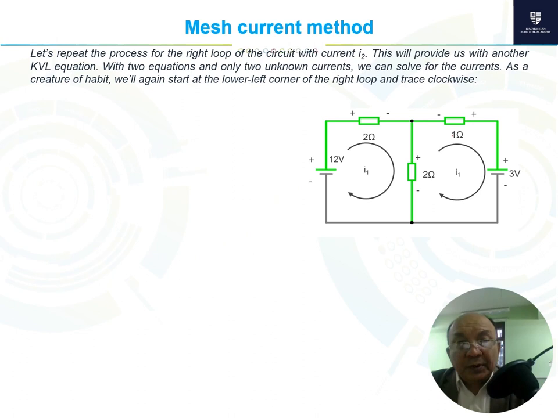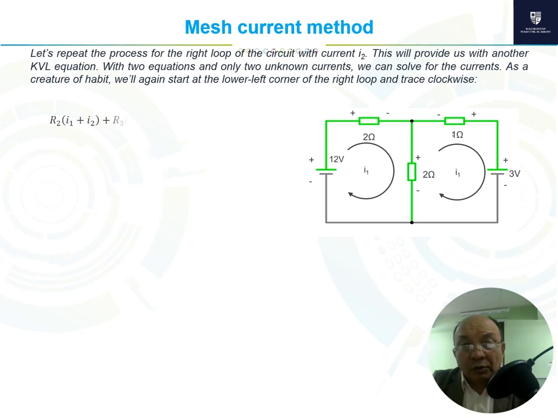Let's repeat the process for the right loop of the circuit with current I2. This will provide us with another KVL equation. With two equations and only two unknown currents, we can solve for the currents. As creatures of habit, we will again start from the lower left corner of the right loop. This is our right loop, and we start from this part and go through the loop.